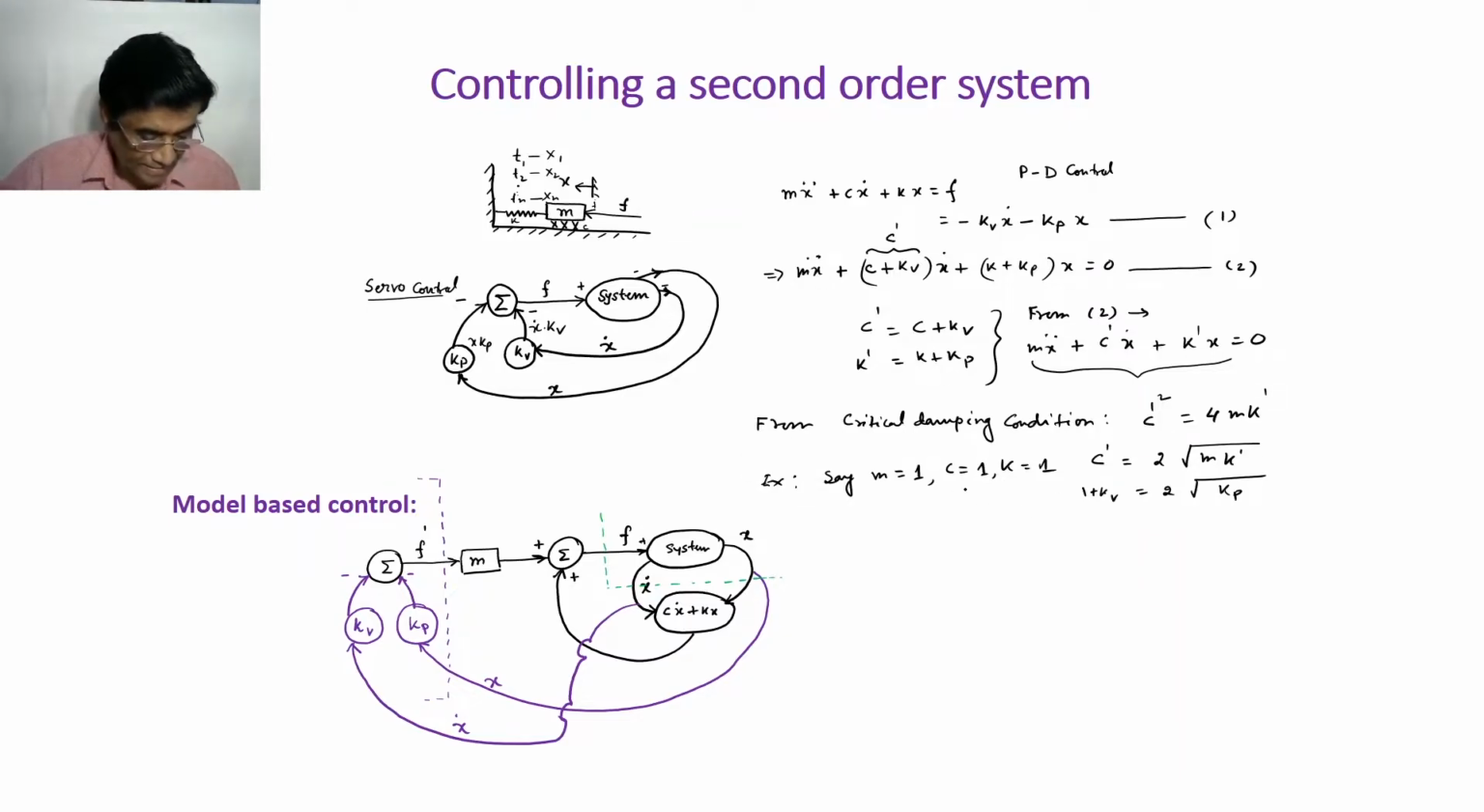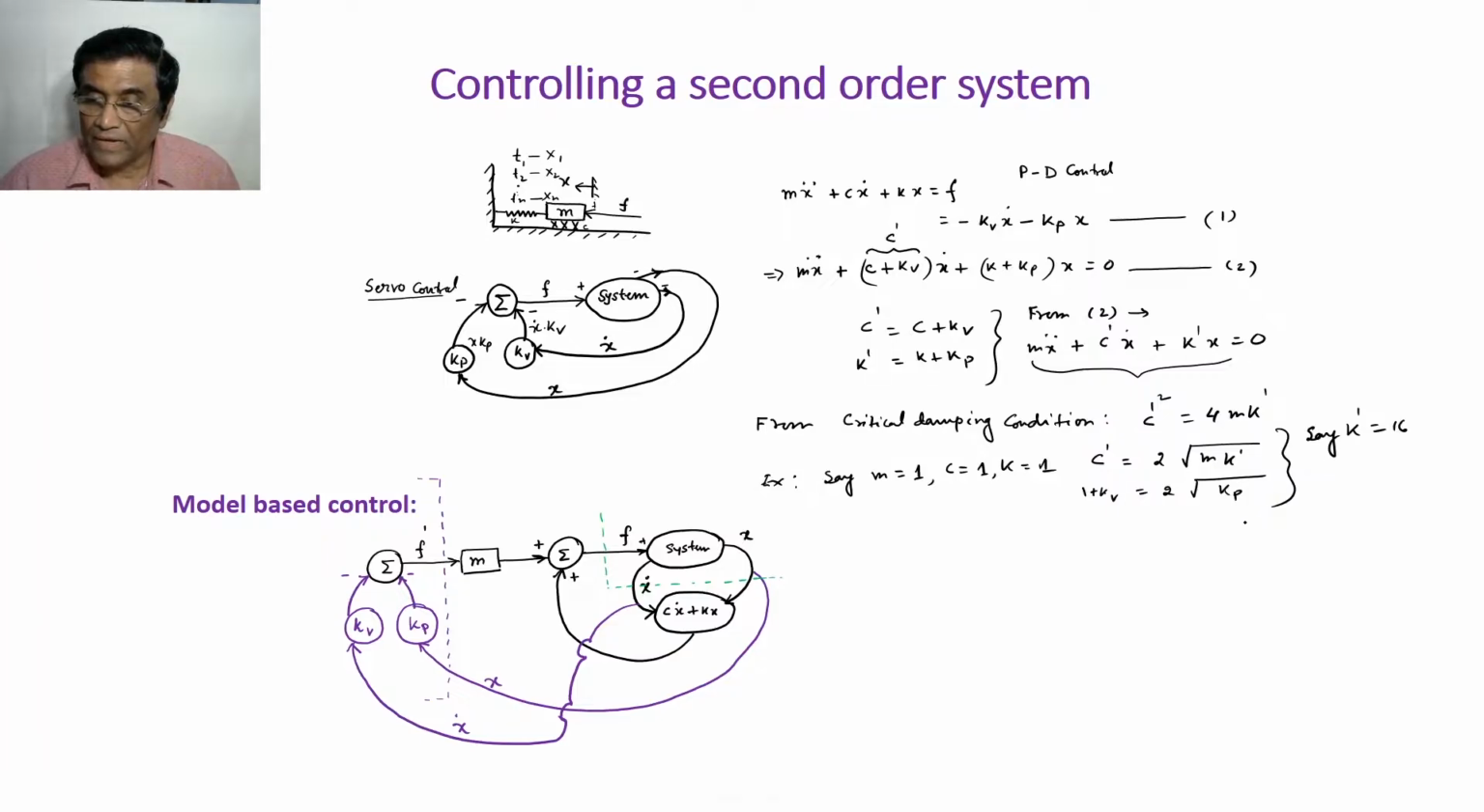Now let us select that K prime, say. Controller design is an art, as I told you. Say K prime equals 16. Why did I do that? I can take any value, but I will have to realize that in actual practice, because this is designing a system, right?